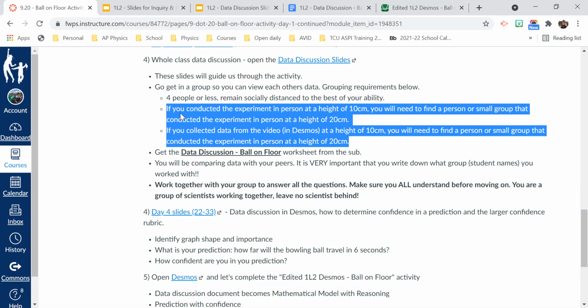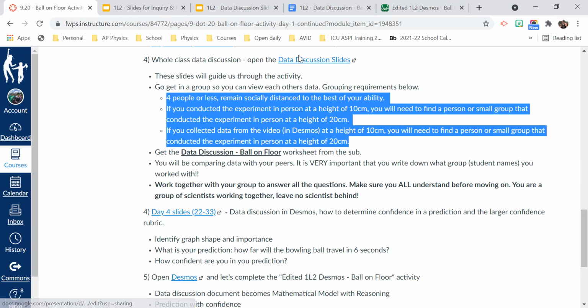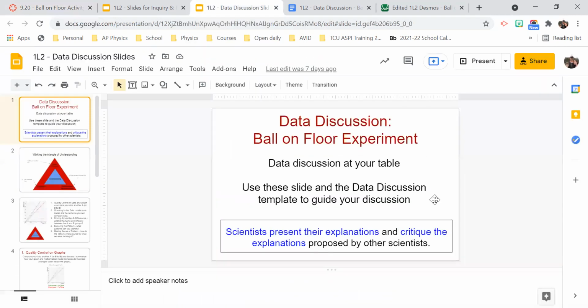All right. So my 2 main requirements are right here. Oh, I guess 3. So go get that paper, open those slides. If you are with a group that is not your table, please write down who you are working with. Y'all know what that's about. Good old contact tracing. So data discussion slides opened and let's roll.